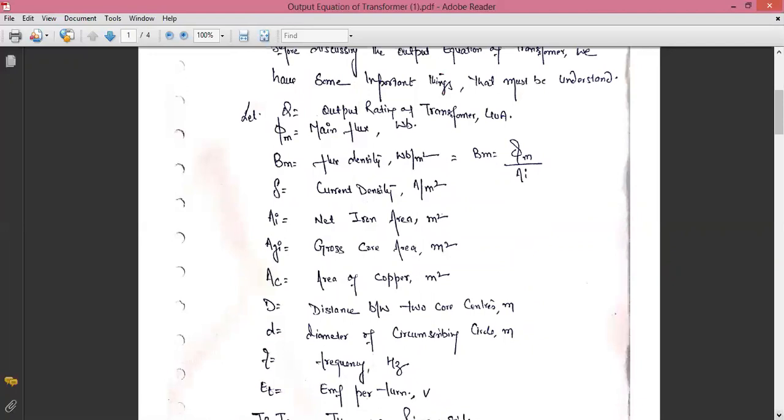In case of a transformer, the copper is used as winding in the primary as well as the secondary. So the area of that copper is called Ac, and its unit is meter square. Next we have capital D. This capital D means the distance between the two core centers. In case of a transformer we have a primary limb and a secondary limb, so the distance between them is denoted by the distance between the two core centers, equal to capital D.